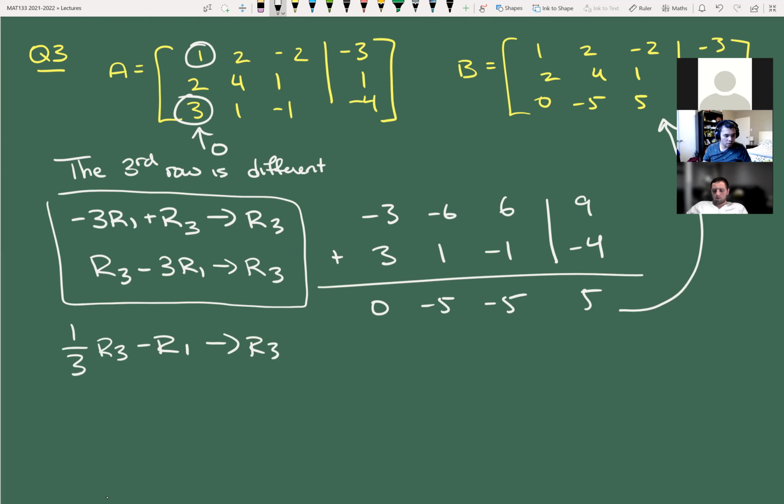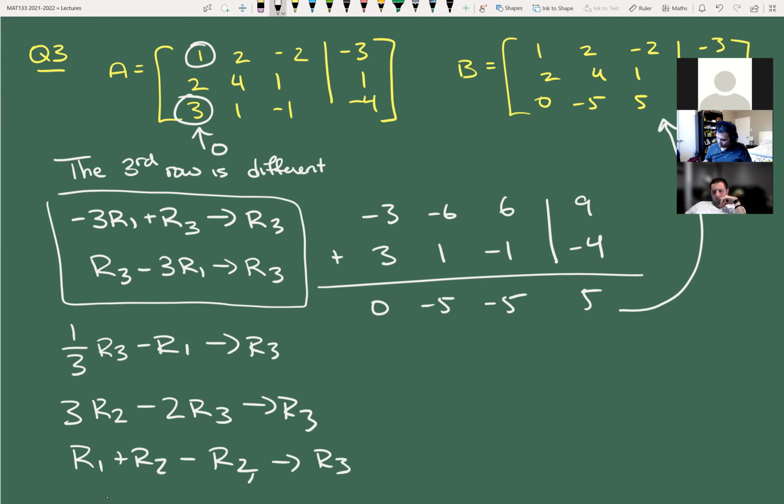3R2 plus 2R3, or minus, maybe 3R2 minus 2R3. That would absolutely work. That's a great one too. R1 plus R2 minus R3 into R3, that actually would work, right? Yeah, absolutely. All of those are valid techniques. All of those would work.